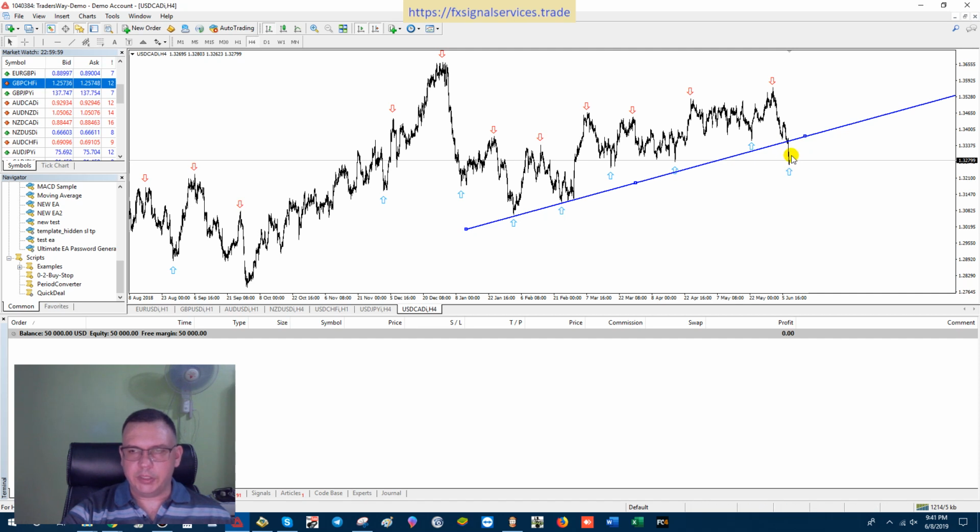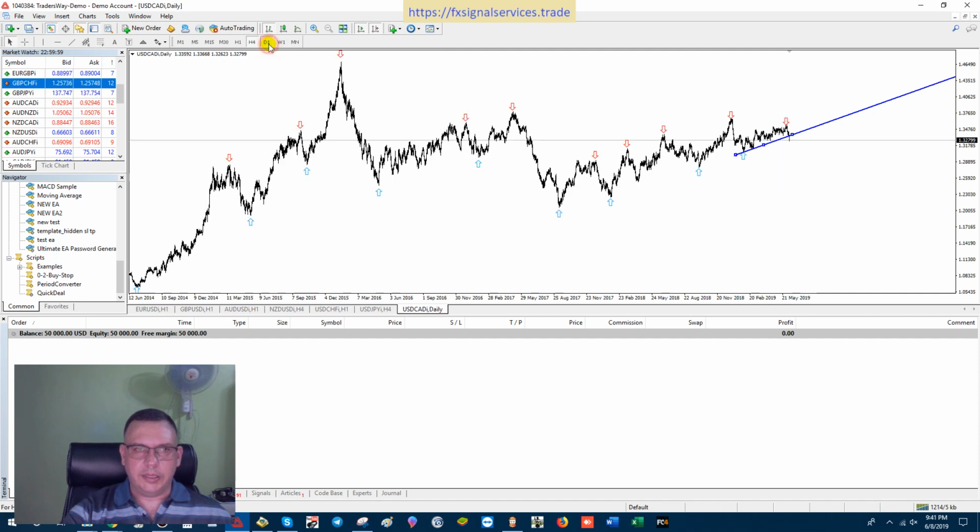So what's going to happen is this is going to go up and touch this trend line or come close to it, and then form a red arrow and continue down. That I can pretty much guarantee.